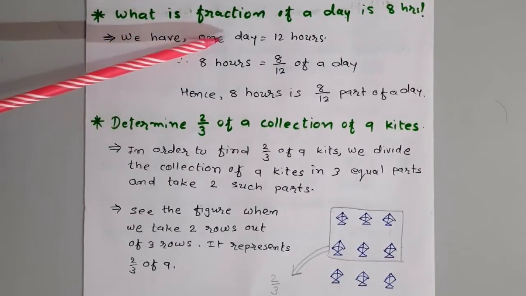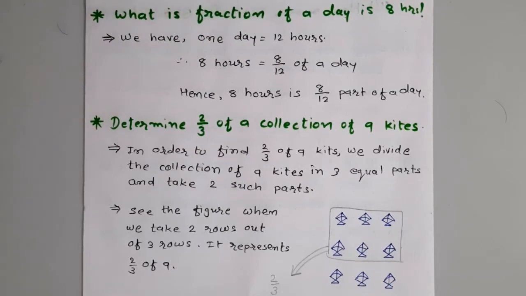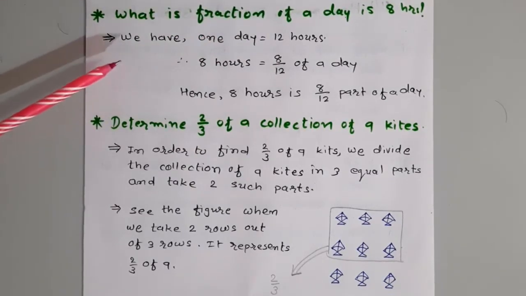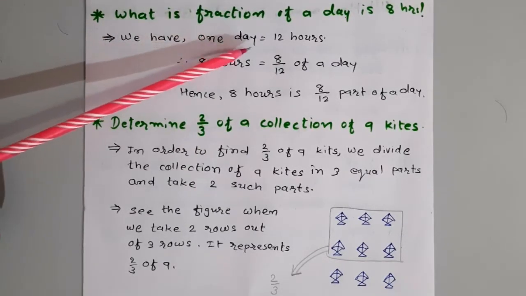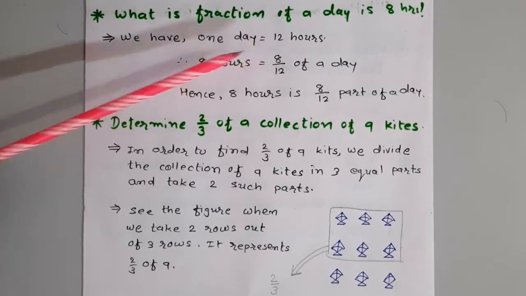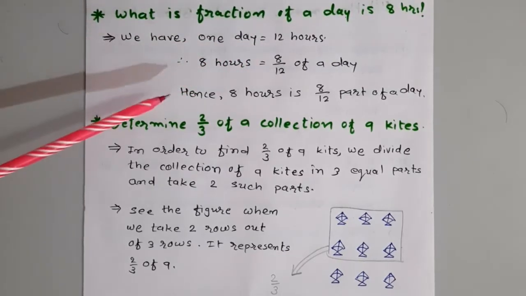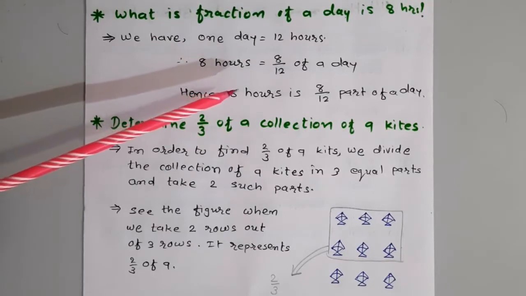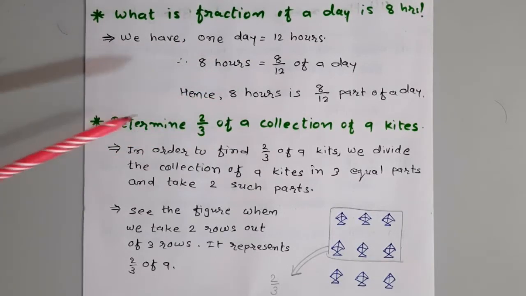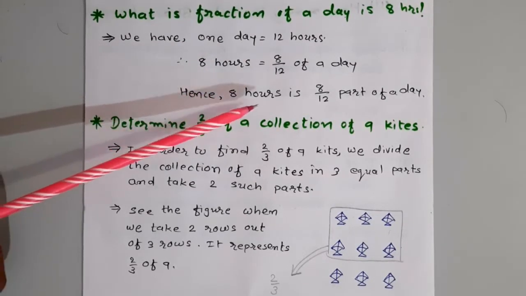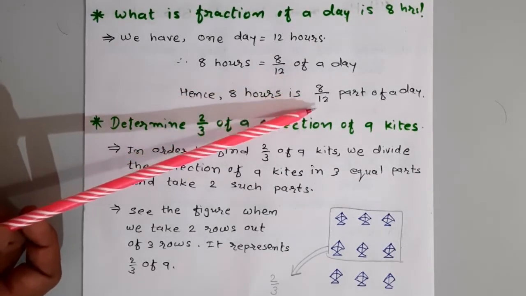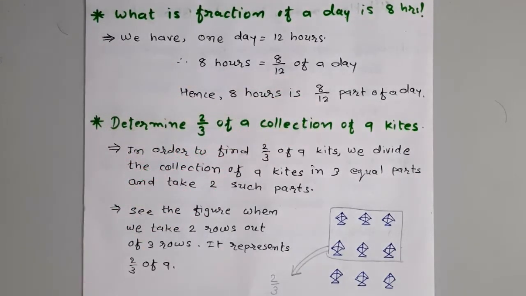What fraction of a day is 8 hours? We know that one day is equal to 12 hours of daytime. So 8 hours is equal to 8 upon 12 of a day. Hence 8 hours is 8 upon 12 part of a day.